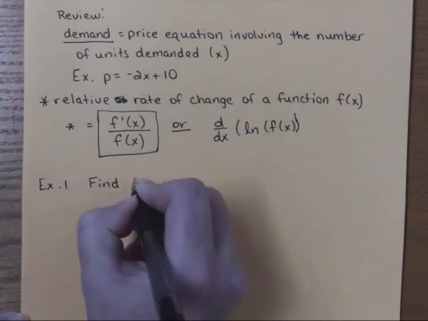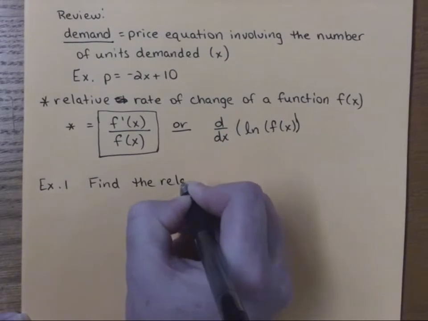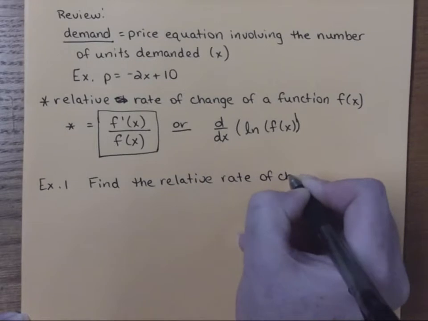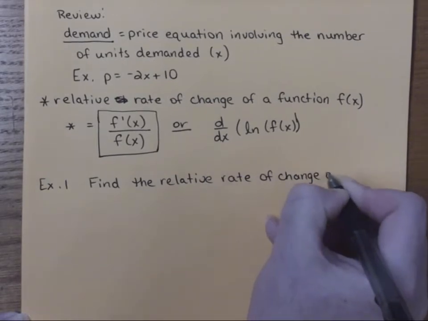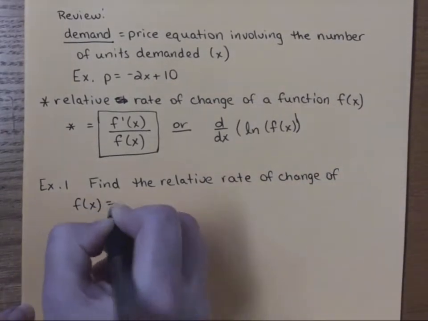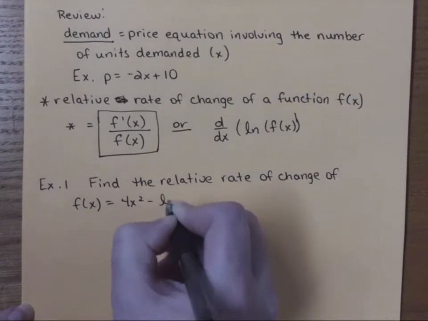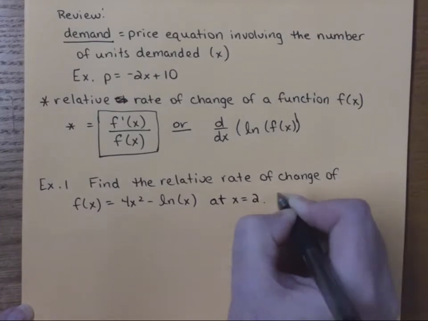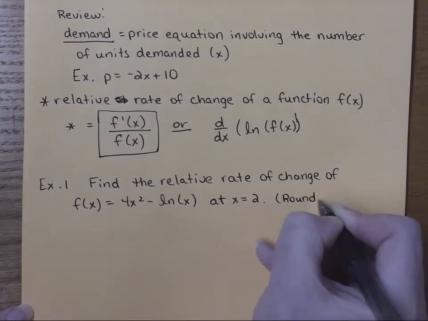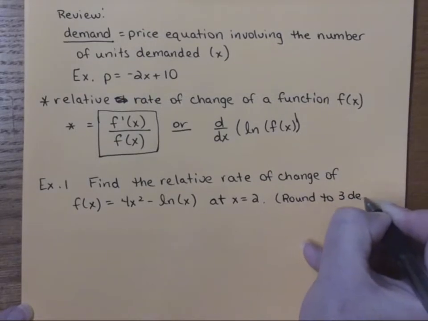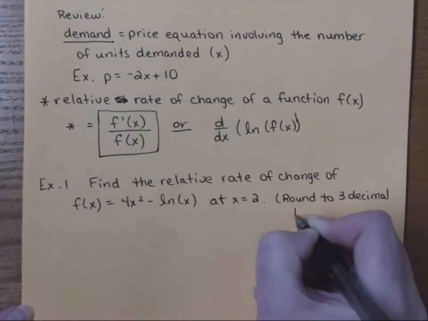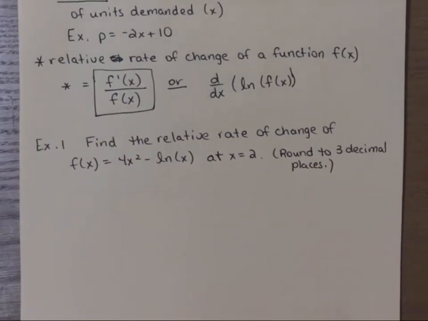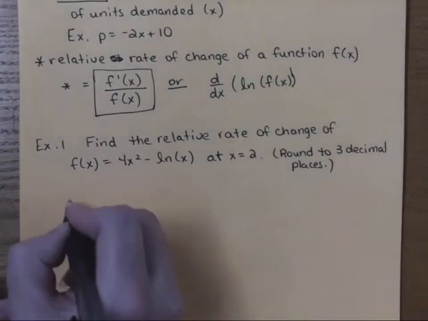So let's just remember it this way. Let's find the relative rate of change. And let's use this function, f of x equals 4x squared minus the natural log of x at x equals 2. For all of these answers, let's just say we're going to round to 3 decimal places. Make sure you read up on your homework. It'll always try to tell you how many decimal places it wants. But I'm going to want 3 for the ones we're doing in class today.